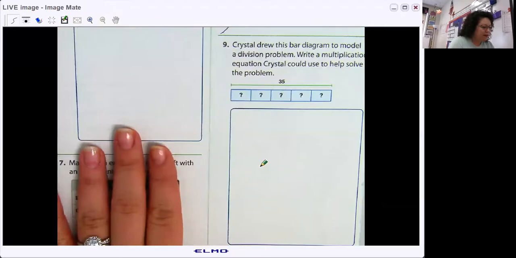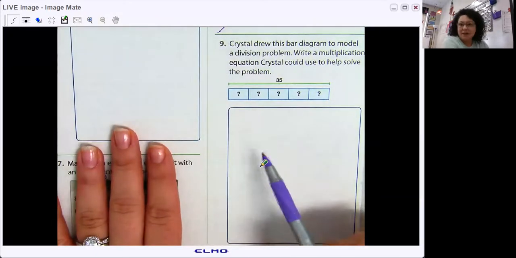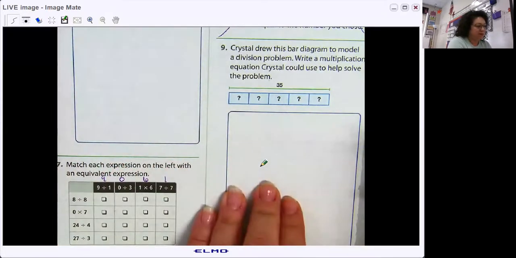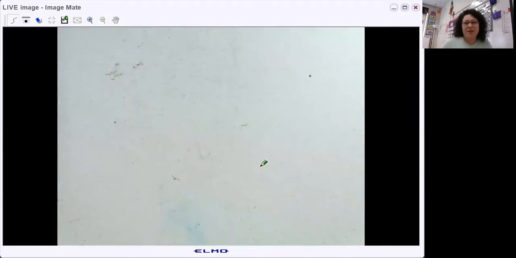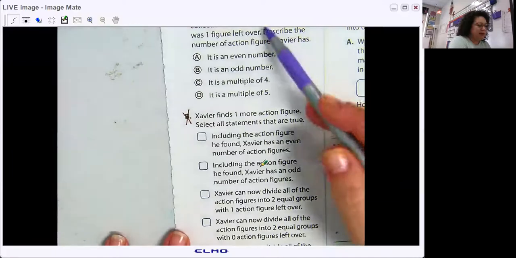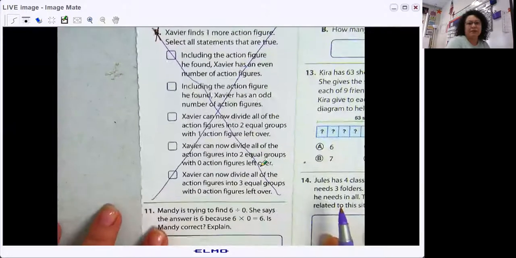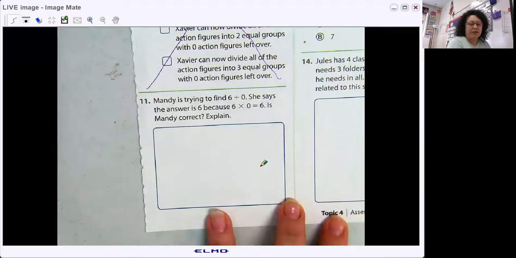Number 9, write a multiplication equation. Okay, so there's a bar diagram. If you don't like them, don't use them. You just have to write the problem. Looks like a lot of questions, but it's really not. 10A is good. 10B, no. Too much. Too many words, it gets all confusing. 11 is good.